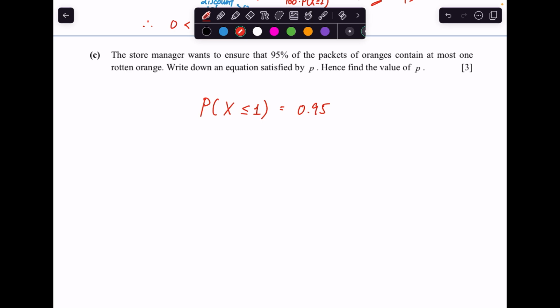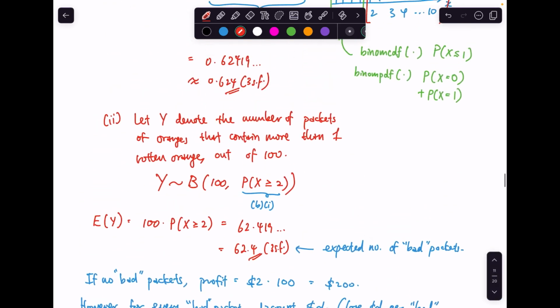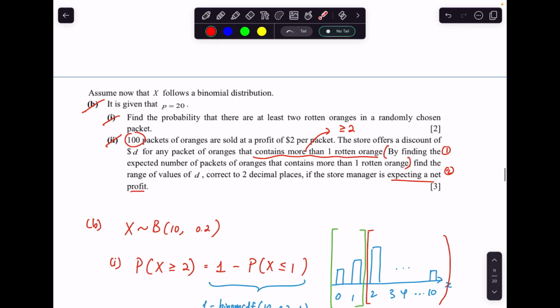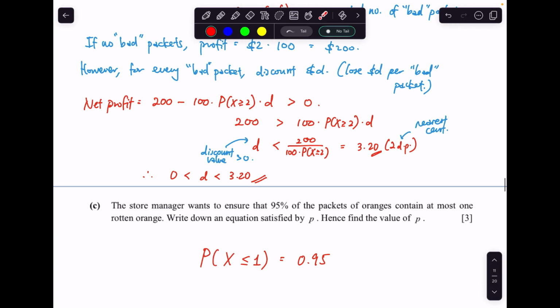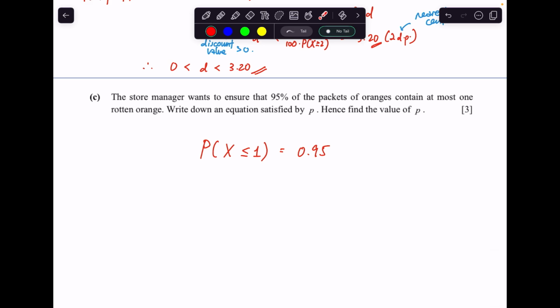I want to write down an equation satisfied by P, and in this case we are assuming that P does not equal 20. Okay, so how to know this? Even though they say P equals 20, P equals 20 is not in the preamble. It's in part B. That means if we move on to part C, P equals 20 doesn't apply anymore, right? So even if we didn't pay attention to this, if I want to find the value of P, then P must be an unknown. It can't be 20 or something.